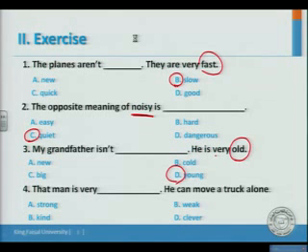Number 4, that man is very. He can move a truck alone. So can is one of the modals which describes ability. كان نستخدمها مشان تعبر عن القدرة. So he can move a truck alone, so he is very strong.